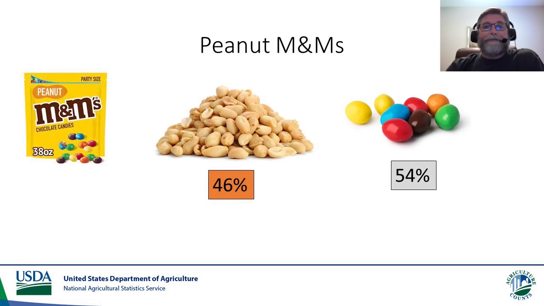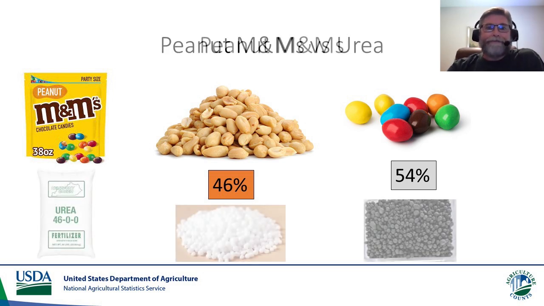Now let's compare some consumer products to fertilizers. We'll start with a bag of peanut M&Ms. To keep this example simple, we're going to say that this bag of M&Ms is made up of two things, peanuts and the candy shell. Now, after much painstaking research and a trip to the dentist's office to get a crown, we'll say a bag is made up of 46% peanuts and 54% of the candy shell.